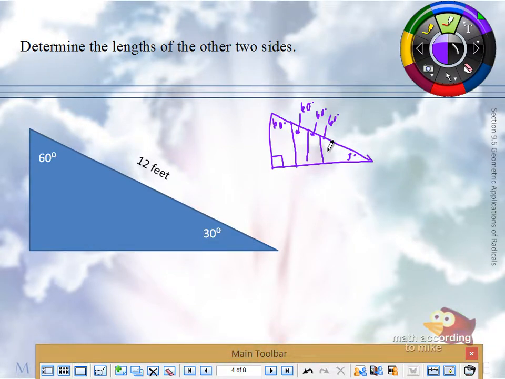So what I'm trying to tell you is, if we mimic our 1, 1/2, and radical 3 over 2 from before, the 1 was associated with the hypotenuse. The 1/2 was across from the 30 degrees, and across from the 60 degrees was the radical 3 over 2.